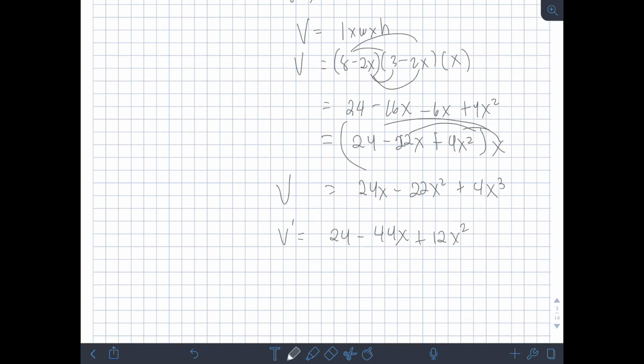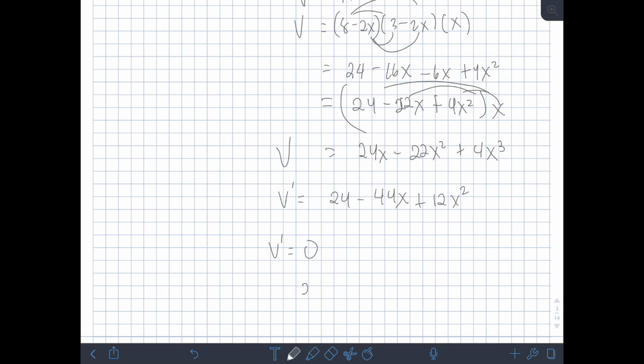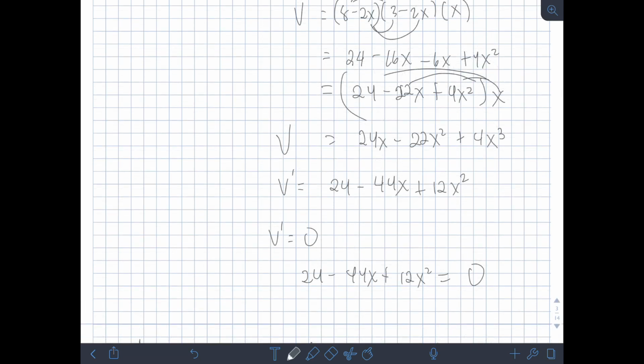Okay, power formula. And then, equate natin itong b prime sa 0. So, magiging 24 minus 44x plus 12x squared is equal to 0. Solve natin ngayon yung x dito. So, factor out muna natin yung common factor na 4. So, parang 4 times 6 minus 11x plus 3x squared equal 0.